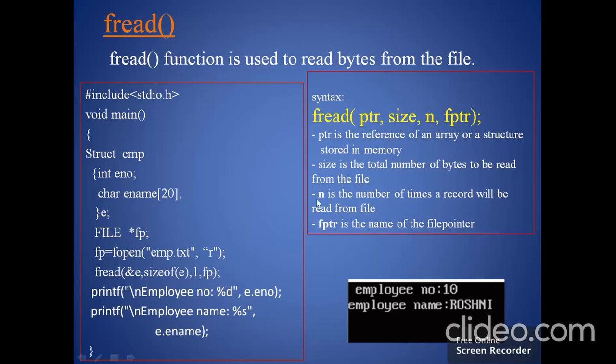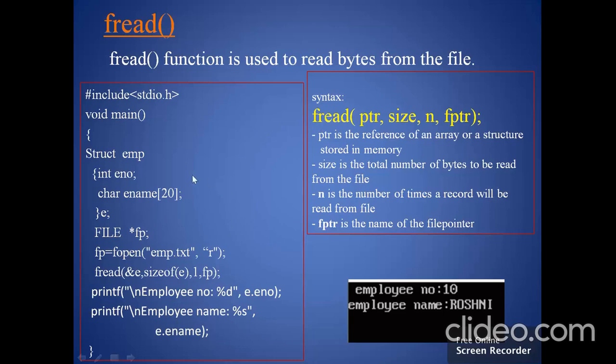Then we'll have n. N is the number of times a record will be read from the file. Then at last we will have fptr. At the place of fptr we will put the name of the file pointer. So for understanding more about this fread function, we will see a program.